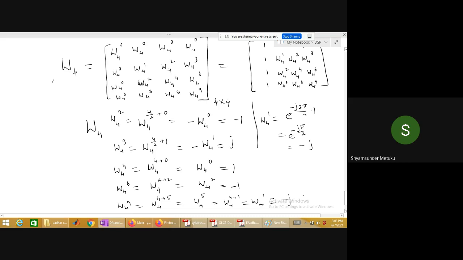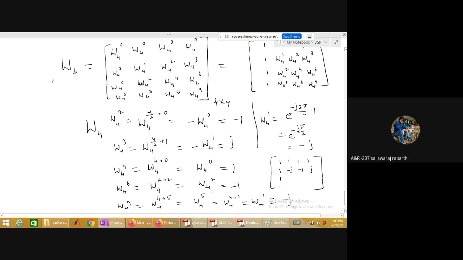So finally you got all equivalents for the matrix to fill here. I'm rewriting the matrix here. You tell me what I'm supposed to write. First row, first column are anyhow going to be ones. W4 to the power of 1 is minus j. W4 power 2 is minus 1. W4 power 3 is plus j. Yes or no?